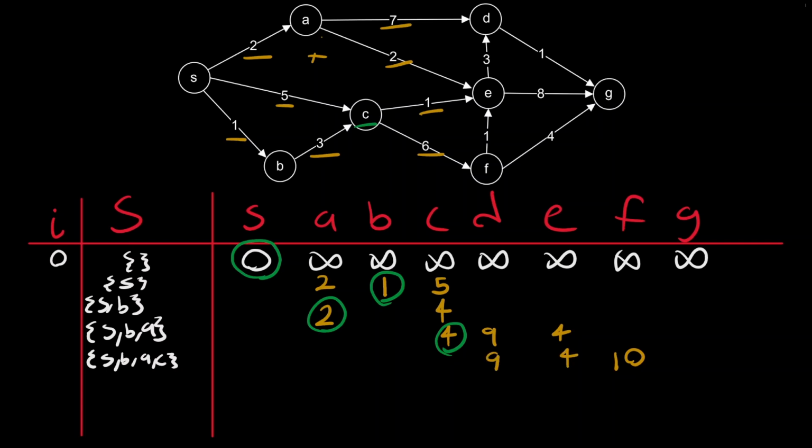So 9 for D. Now we can lock in this next 4, which is E, and we look from E. From E, we can see that 3 plus 4 is 7. That's smaller than what D has now, so we can put 7 down here.